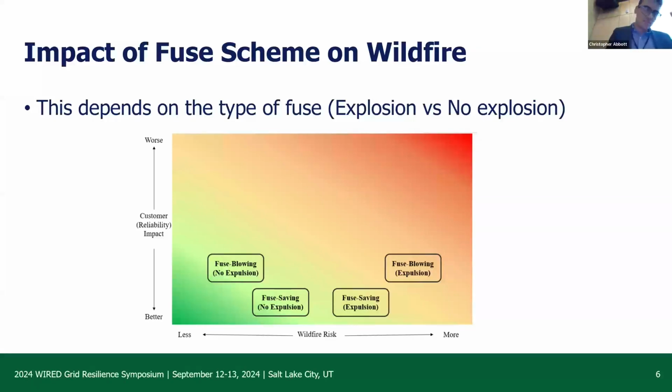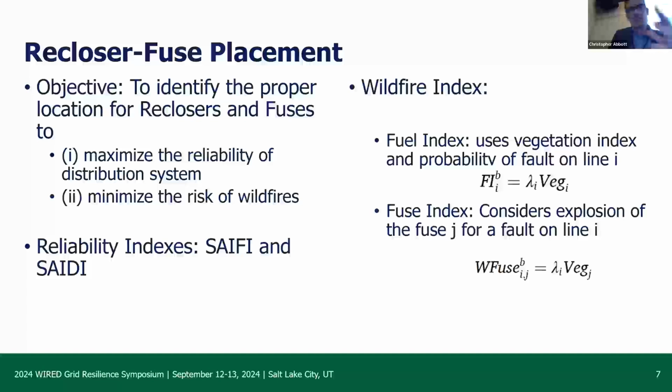So what we did as part of this project, we created an optimization algorithm to find, let's assume that a utility on a distribution feeder is building a new distribution feeder, and then they want to install, I don't know, 4 reclosers and 8 fuses. Where to put those devices, while increasing the reliability of the system and also decreasing the risk of wildfire? And for that, we created some objective functions. Yeah, we have a reliability part, which is based on SAIDI or SAIFI, and then we have a wildfire part.